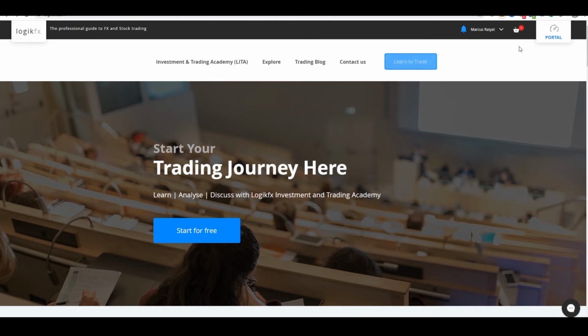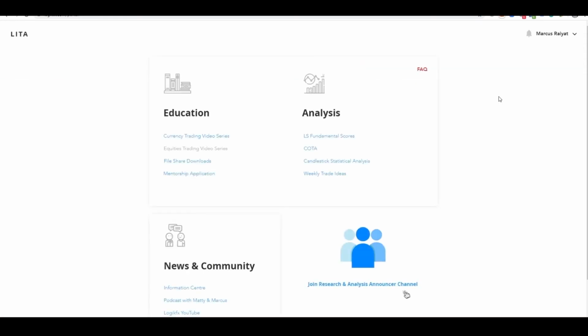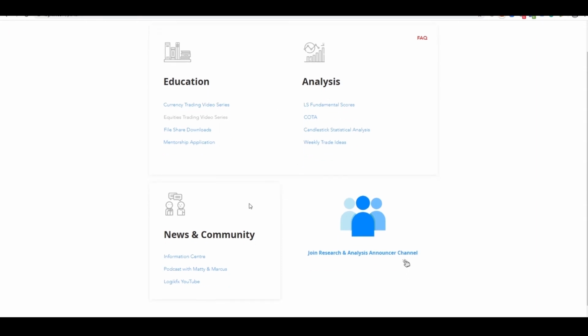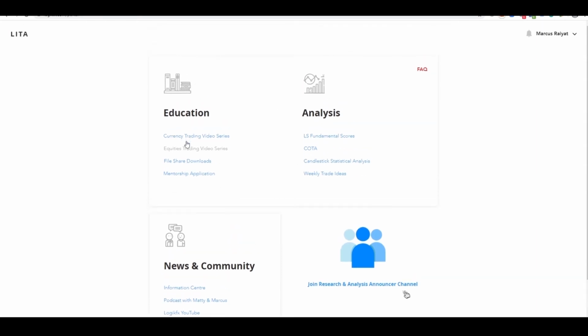What we do is click this button over here, which will take us to the portal. This will take us to a dashboard. On this dashboard, we have quite a few things. We've got education, analysis, news and community. Now education is where we have videos that will teach you exactly how to value economies, when to enter, when to exit trade, and how to manage the risk on those. What we're interested in right now is something called the LS fundamental scores, where the valuing stage of the process is completely done for you.